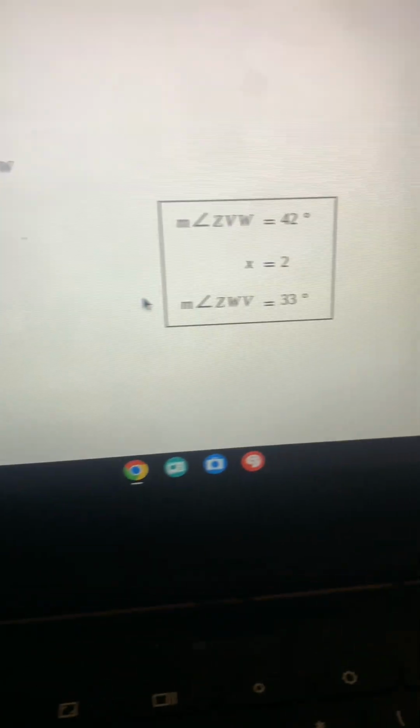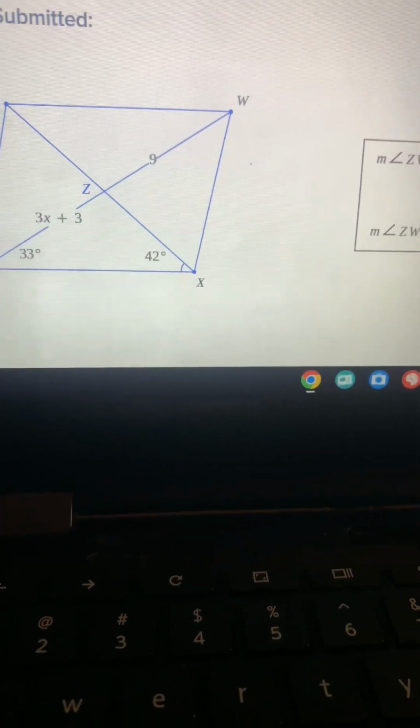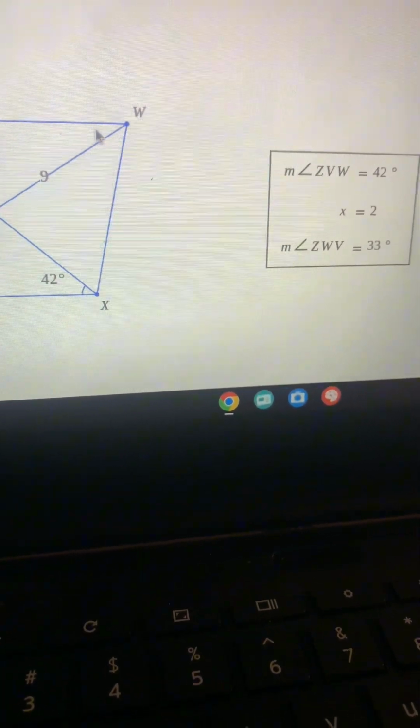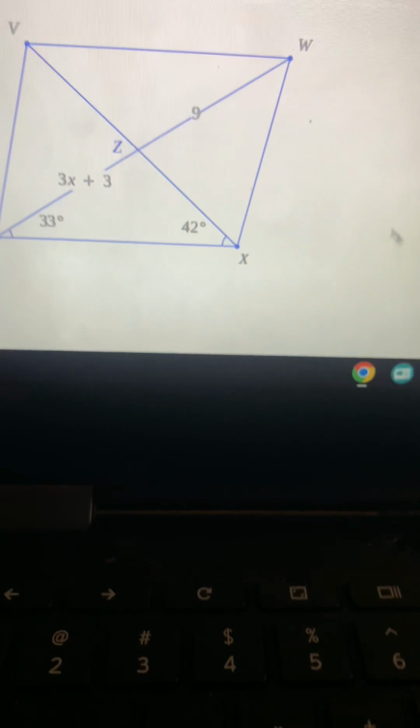And we do the same thing with ZWV. Because W is the second letter, we got to find W right here. And what's across from W is 33. And 33 across from it would be 33 on the other side. So the answer is 33.